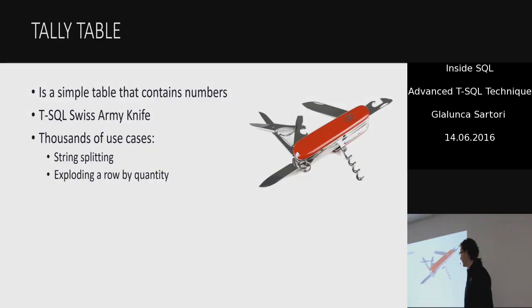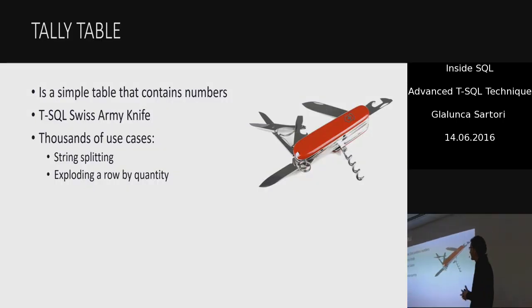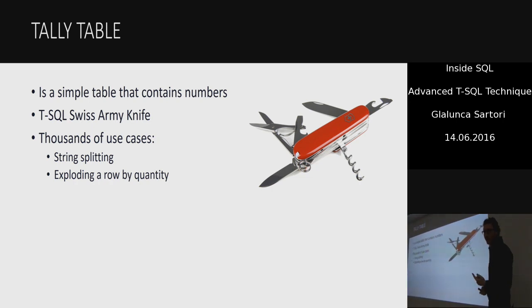Another tool that comes very handy is the Tally table. The Tally table is basically a simple table that contains one column and it has numbers. And it's a Swiss Army knife for T-SQL. It's used to solve many, many problems. And the most famous ones are string splitting or exploding some rows for a quantity.